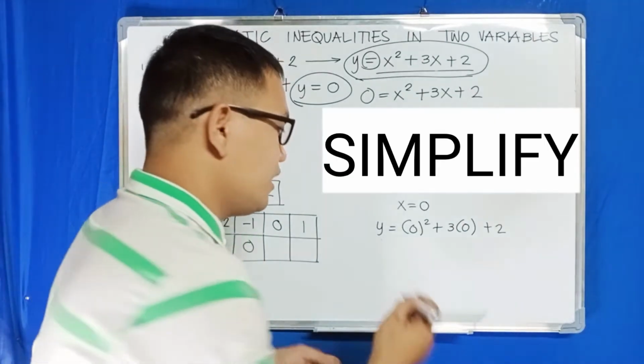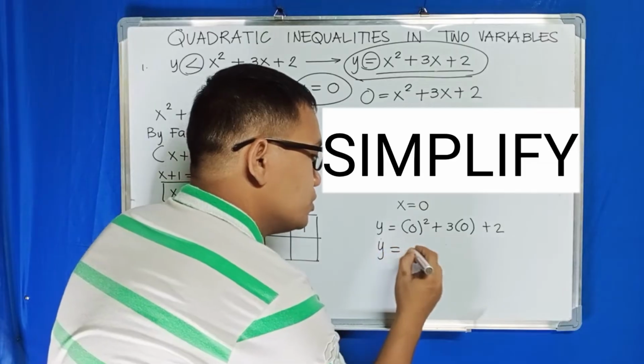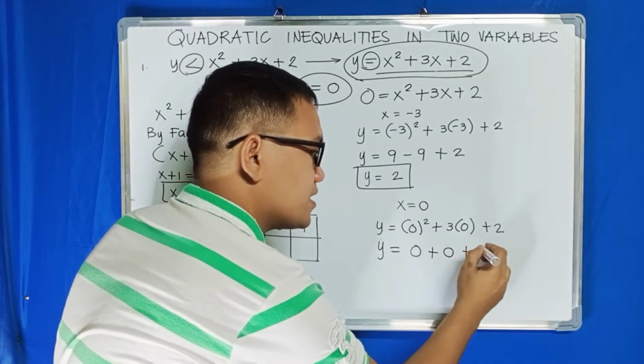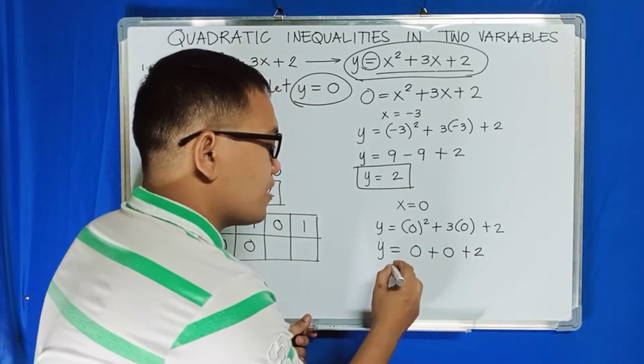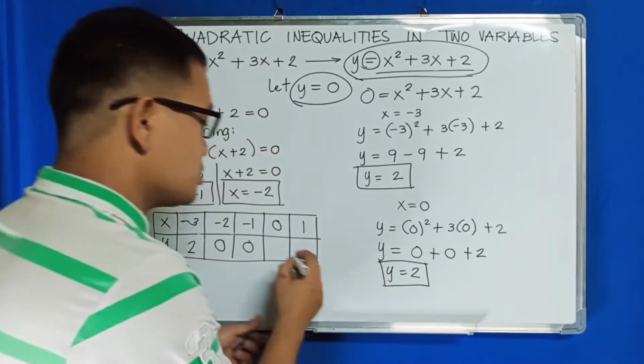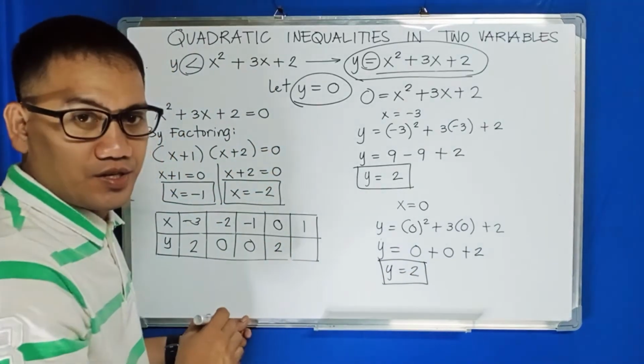To simplify, we will have y is equal to 0 squared, that will be 0, 3 times 0, that will be 0, and copy the constant 2. Then we will have y is equal to 2. This means y is 2 when x is 0.